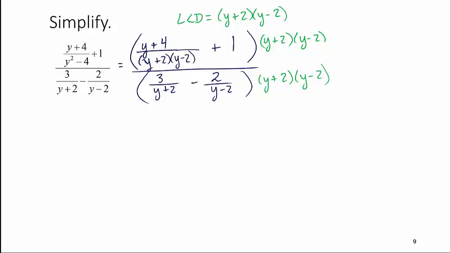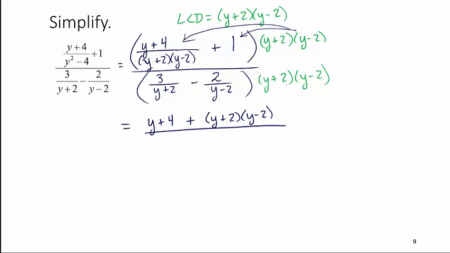Okay, so here's what's going to happen. Upstairs here, we've got to distribute that here and here. So in the first fraction, y plus 2 times y minus 2 is the denominator, so it cancels out, and I'm just left with y plus 4. And then with the 1, I have to multiply 1 times that whole LCD of y plus 2 times y minus 2.